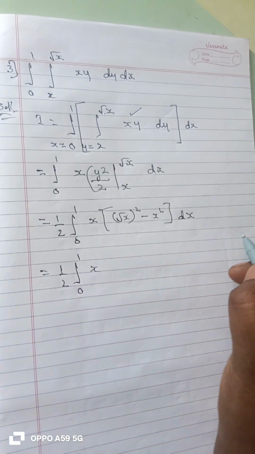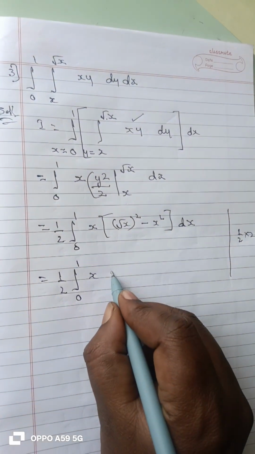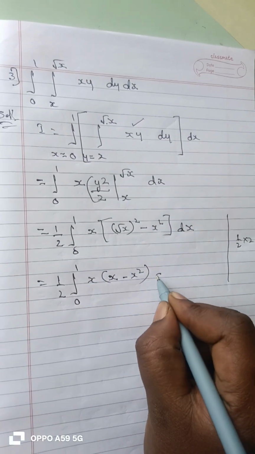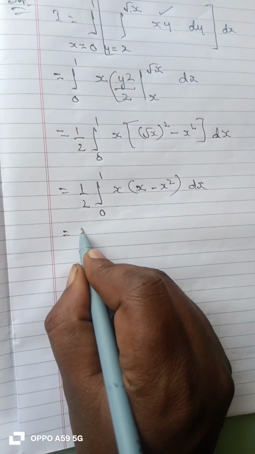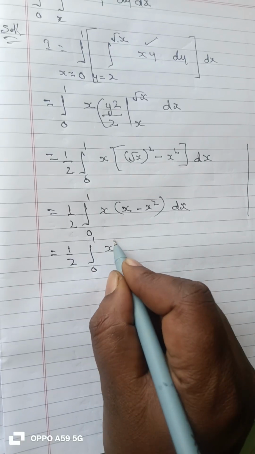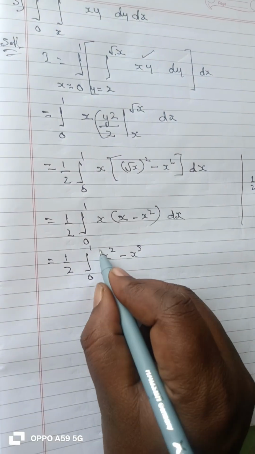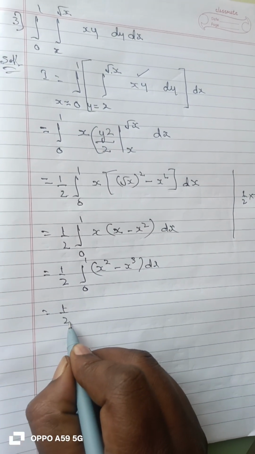Now this is equal to 1 by 2, limits from 0 to 1. This is x, this is x, this is 1 by 2 into 2, which means it will become x minus x square dx. Now x if you multiply inside, it will become x into x square minus x cube dx. If you do the simple integration, then we will get the answer.